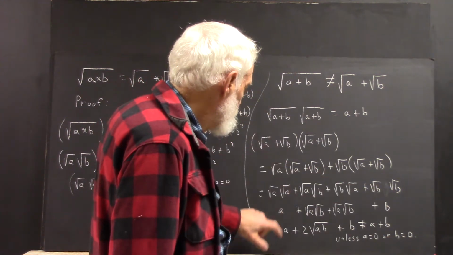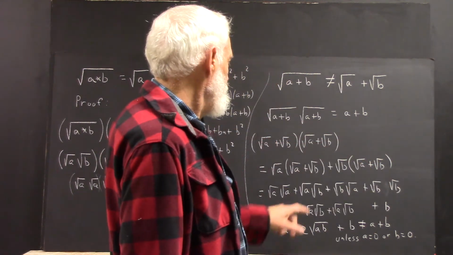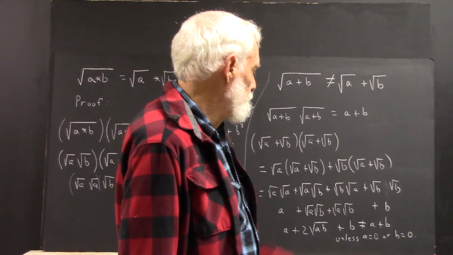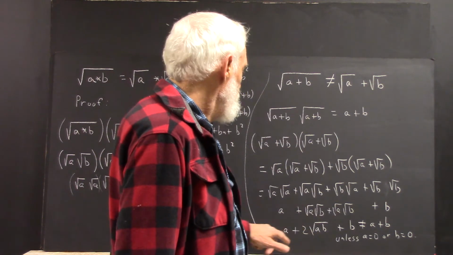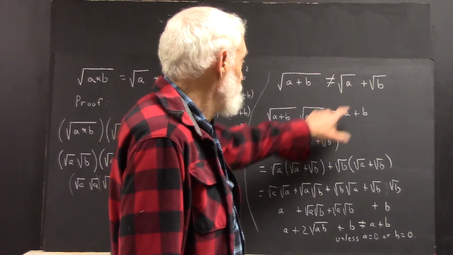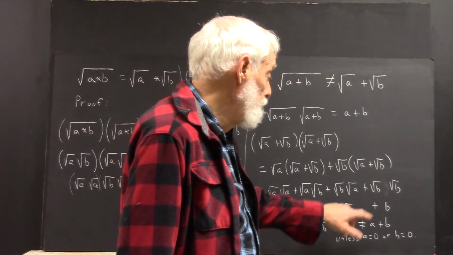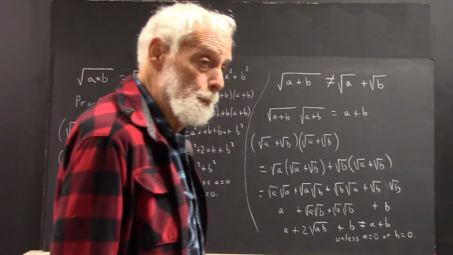The square root of a times the square root of a is just a, the square root of b times the square root of b is just b, but you have the square root of a times the square root of b plus the square root of b times the square root of a. We reverse those two terms and add them together. We find that when we square this side here, we get a plus 2 times the square root of ab plus b, and that's not equal to a plus b unless it happens that either a or b is 0.